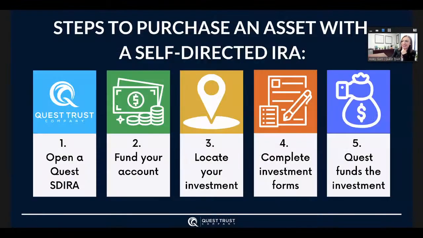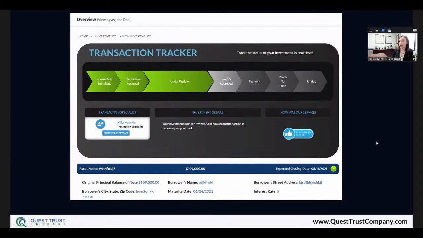So in the old days, right here, step number 4, you'd have to complete some forms. You'd have to go through Adobe Sign and fill out what we call our direction of investment. But now you can actually upload all of this information directly through the client portal. And you can see exactly who is funding your investment. We have Milan here. Big shout out to her. She actually just got promoted to our notes supervisor this week. So she's fantastic. She's on our notes team.